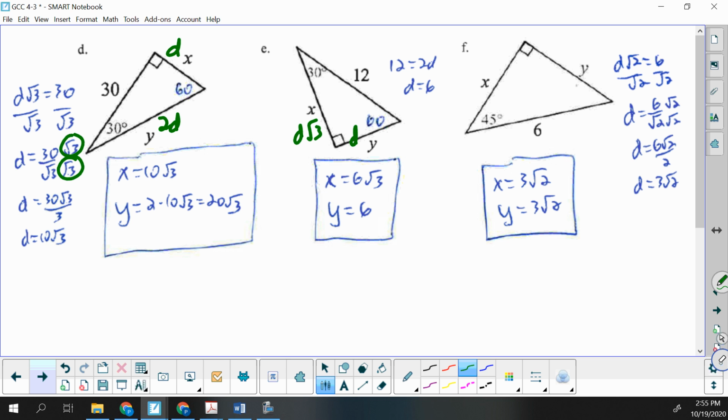Across from the 90 in a 45, 45, 90 is D square root of 2. So set that equal to 6. Divide both sides by the square root of 2. And then in this step here, we multiply top and bottom by square root of 2, giving us 6 square root of 2 over 2. Divide the 6 and the 2, and we get 3 radical 2 for D. Since these are across from the 45s, they should just be D's, so that's why X and Y are both 3 square root of 2.